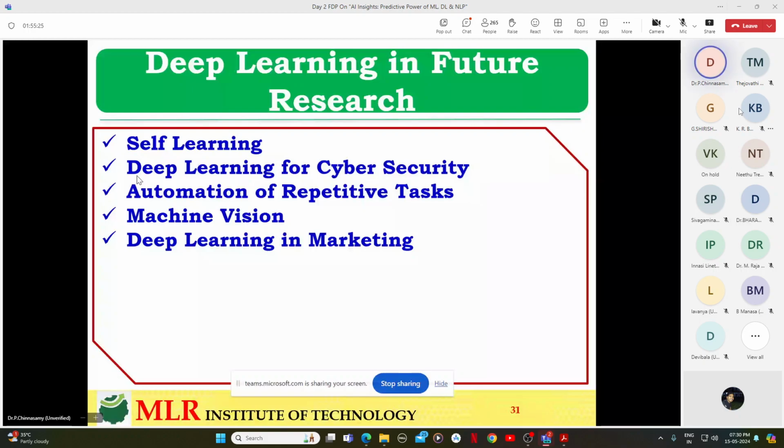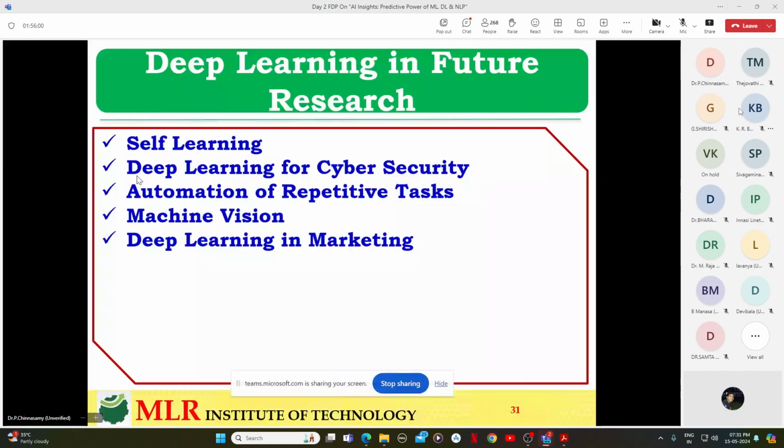And in the future, we have an ideal model for automation of repetitive tasks. For example, on an e-commerce site, if you place an order, some person picks up that particular order from a shop, then packs it, and does some other tasks too, right? There, deep learning will play a role in the future.